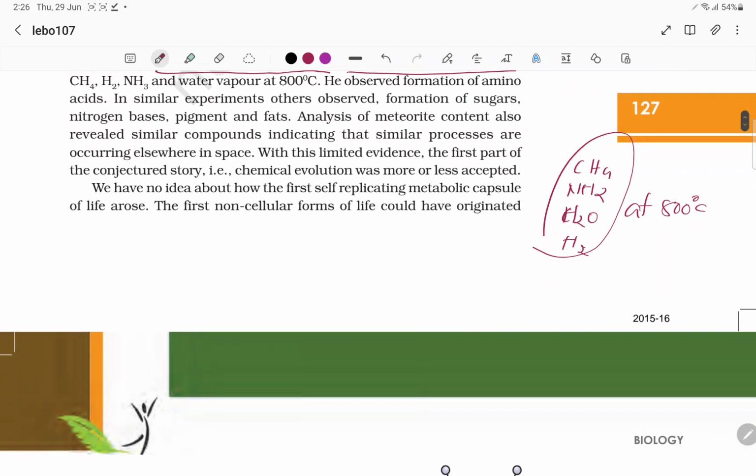They also analyzed meteorite content, and it revealed similar compounds, indicating that similar processes are occurring elsewhere in space. With this limited evidence, the first part of the story, that is chemical evolution, is more or less accepted. Chemical evolution states that life originated from pre-existing non-living organic molecules. A similar thing was conducted in an experiment by Miller in 1953.